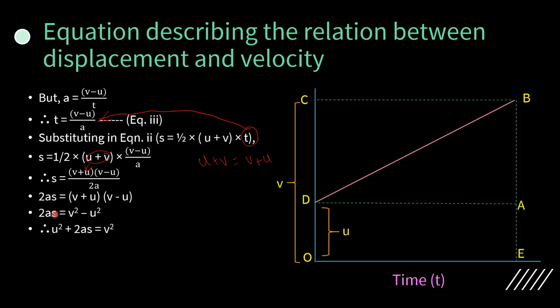Since we are finding the relationship between velocity and displacement, let us keep v on one side and take everything on the other side. We get the equation v square is equal to u square plus 2as. Hence, we arrived at an equation that gives the relationship between velocity and displacement. So, this is Newton's third equation of motion.